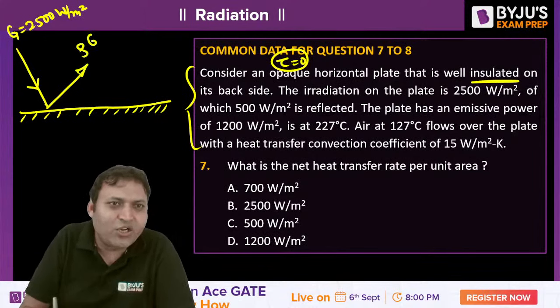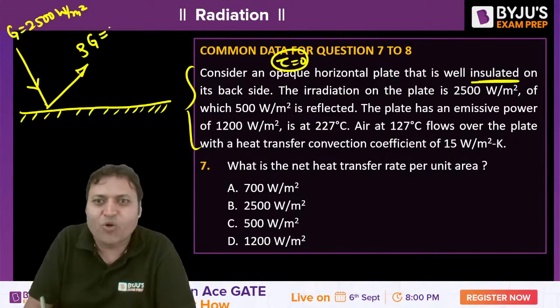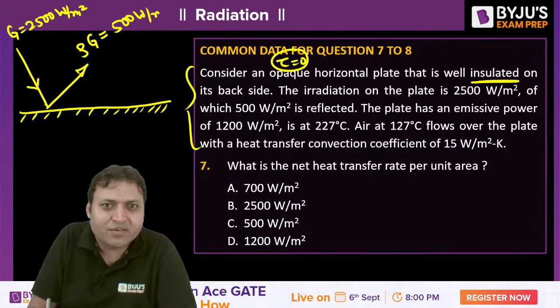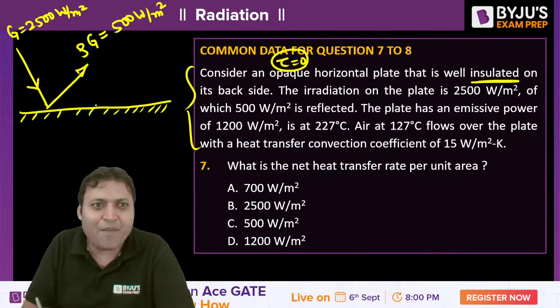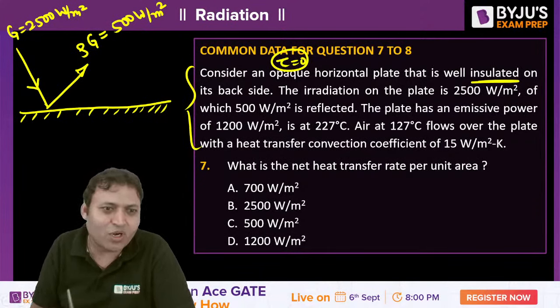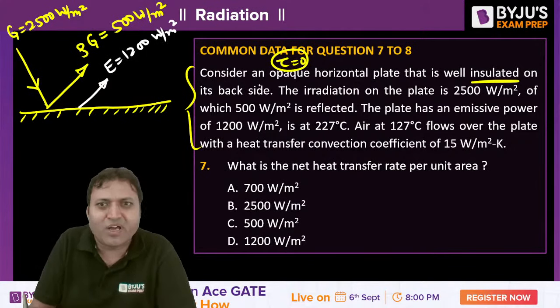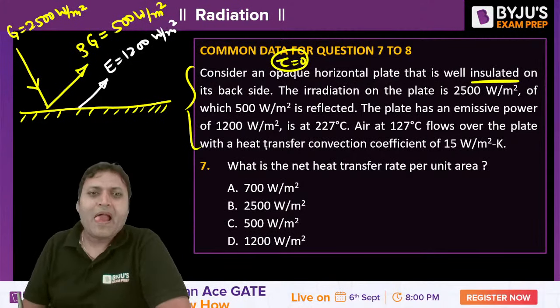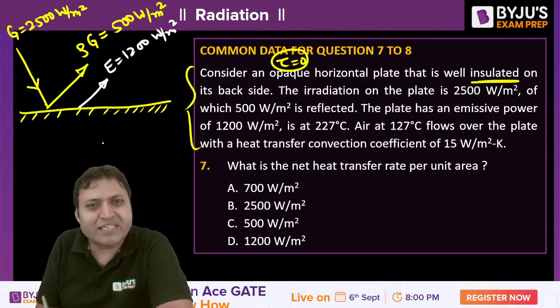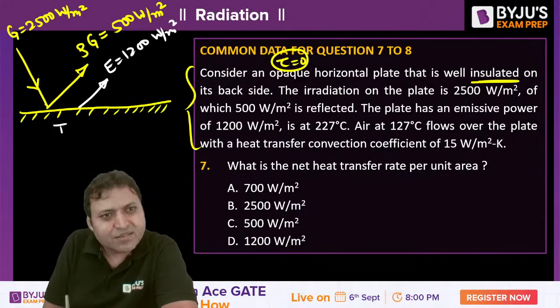That is rho into G. Reflectivity will decide how much will be reflected. That is 500 watt per meter square. The plate has an emissive power E of 1200 watt per meter square, and is at 227 degrees Celsius. T1 is equal to 227 degrees Celsius.